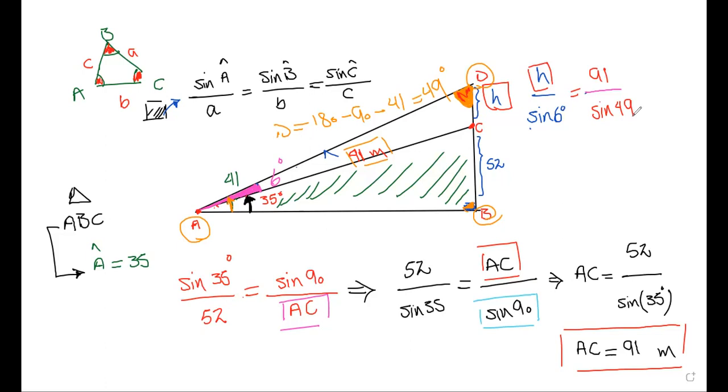Look at this, you got the height right here. And now I'm looking for the height. I can multiply everything by sine 6. Then I say h equals 91 over sine 49 degrees multiplied by sine 6 degrees. And it tells me how much is the height of the lighthouse.